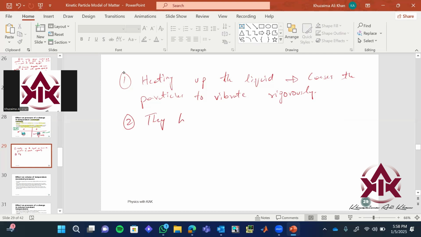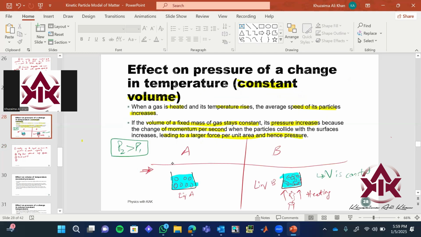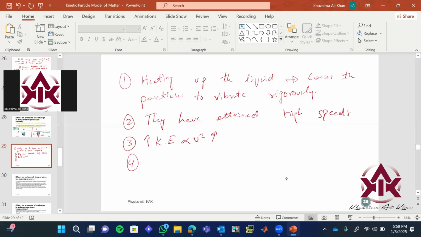So they have attained high speeds. And since we know the relation of kinetic energy and speed, that is, kinetic energy is directly proportional to speed squared, if I have increased the speed, then my kinetic energy has increased. So again, first of all, what is pressure? Since they are moving at very fast rates, the particles are colliding with each other and with the walls of the container at a very fast rate.